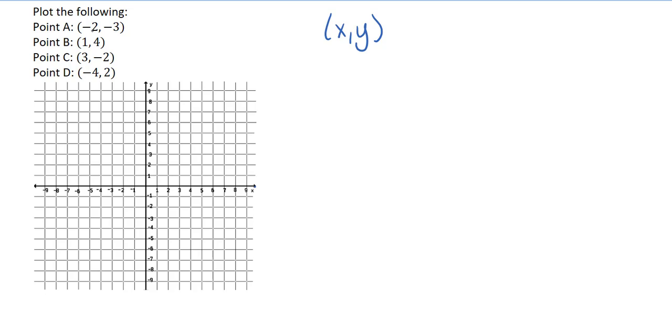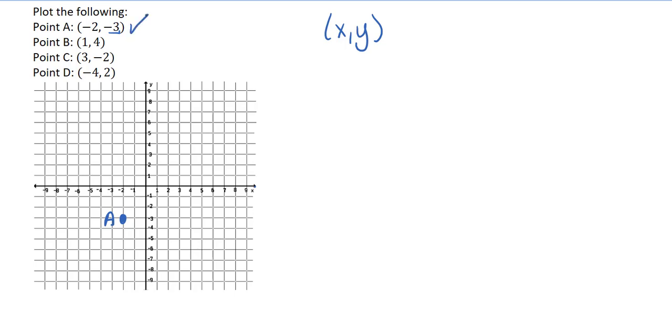But then we need to know where it is on the y-axis. And we see that this is -3. So we need to go down, because that's where y is negative. So we go 1, 2, 3. And I'm going to put our point right there. So according to point A, it's telling us on the x-axis, it's -2. And on the y, it's -3. So we get to this point right here, and that's our A. So we did this one.